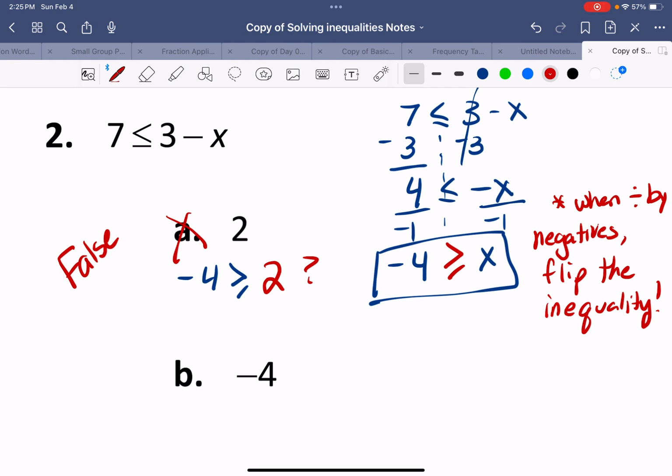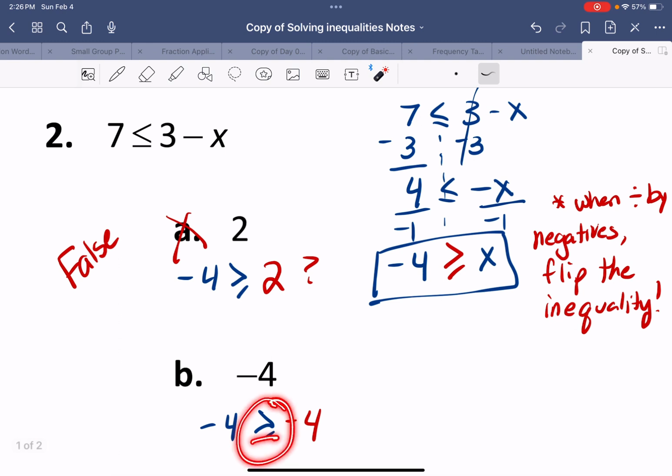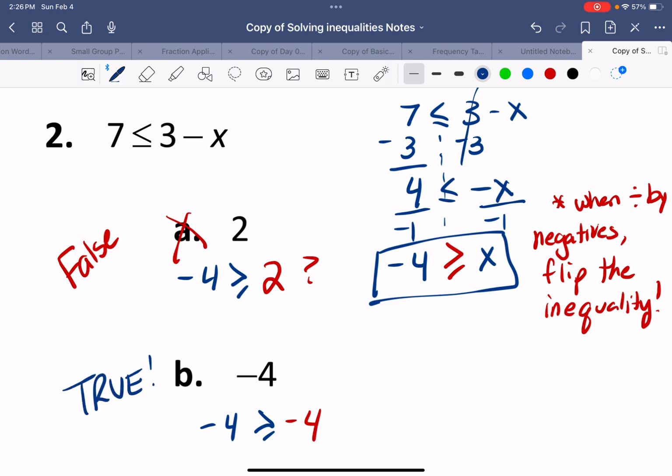All right, now let's plug in -4 for x. And I have my original is -4 is greater than or equal to, oh, look at that, -4. Is this true? Well, yes. Since I have this right here and it's also equal to, this one is actually true. True. Yay.